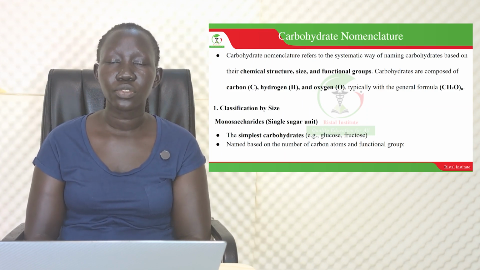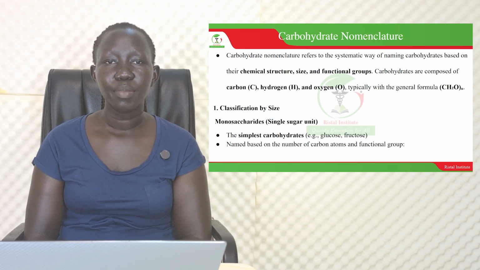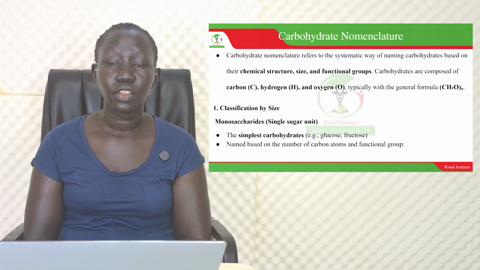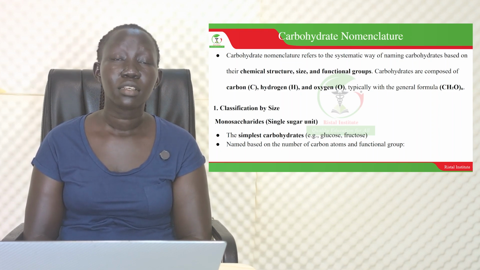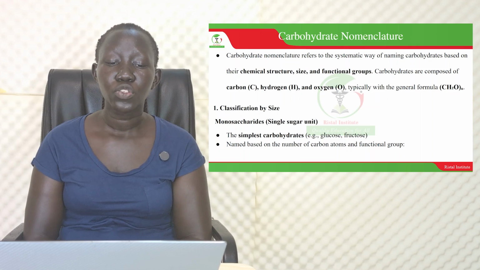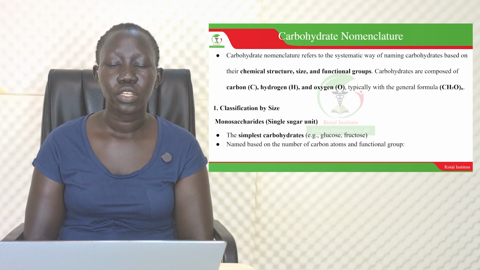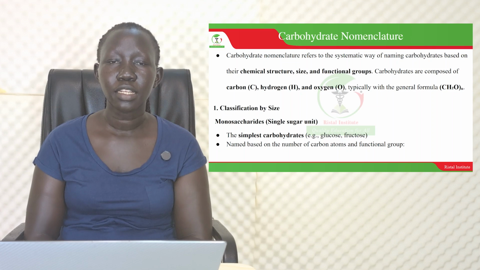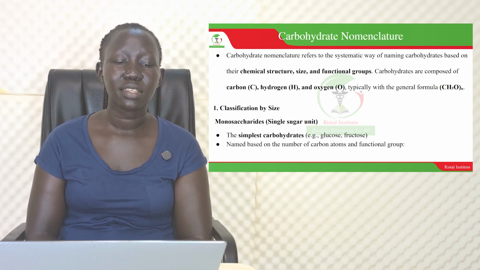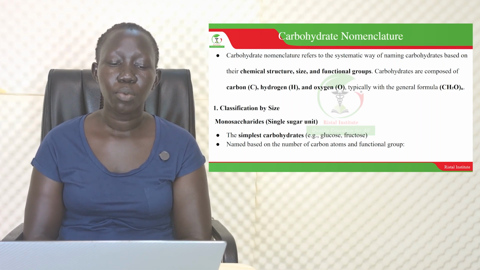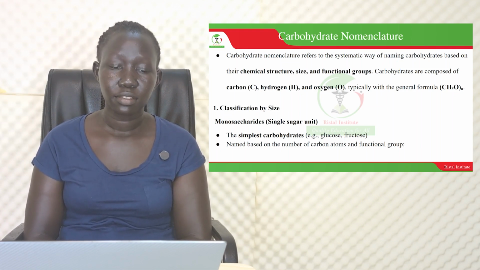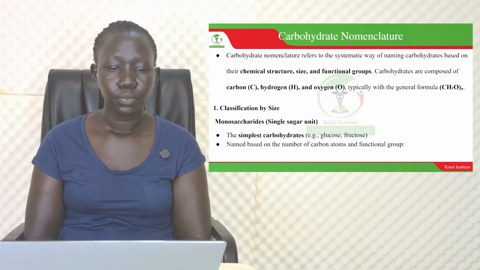The nomenclature of carbohydrates. Carbohydrate nomenclature refers to the systematic way of naming carbohydrates basing on their chemical structure, the size, and the functional groups. And carbohydrates are mainly composed of three elements, that is carbon, hydrogen, and oxygen, with a typical general formula of (CH2O)n. We can classify them according to their size, and here we have the monosaccharides, the disaccharides, and the polysaccharides.